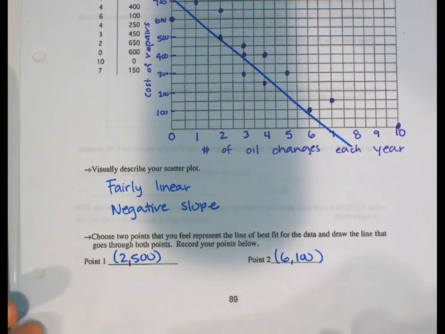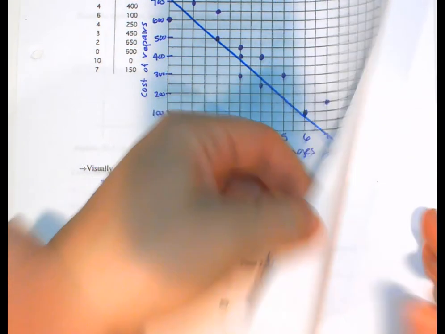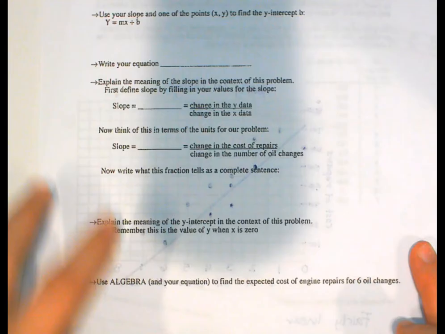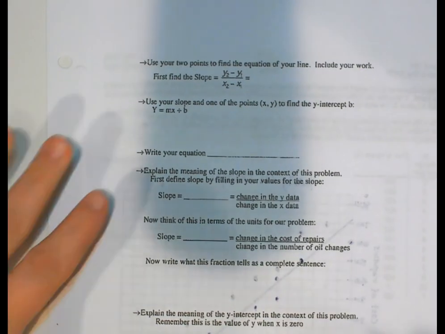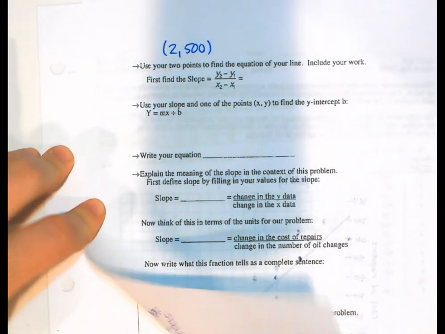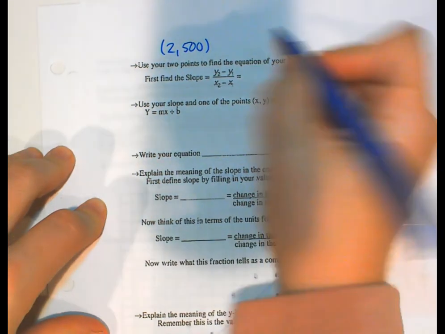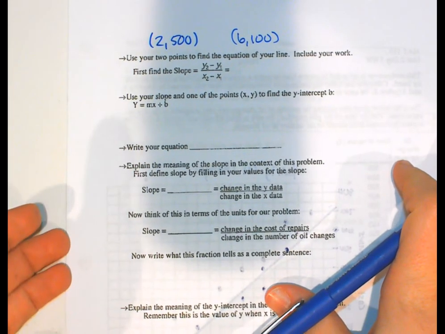Okay, so then let's flip our paper over and see what we can do with that information. So we had our 2 points, and we may want to write them at the top again because we're going to use them here, right? 2, 500 and 6, 100. So we're going to use those 2 points to find the slope.